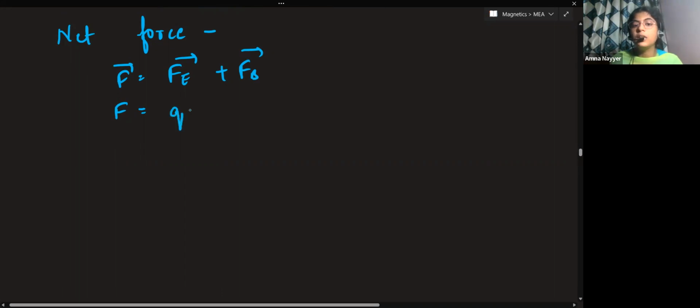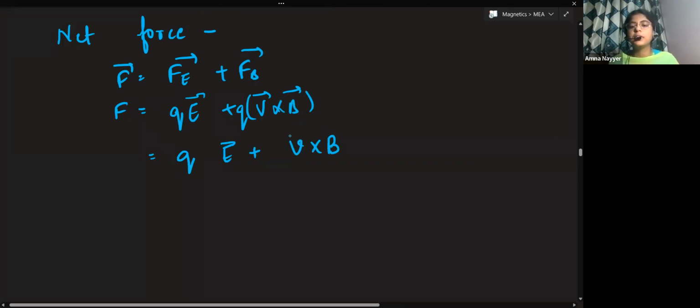This will be QE plus QV cross B. Both the forces. From here, if you take Q common, this becomes Q times E plus V cross B. E plus V cross B. This is your Lorentz force. This force is known as Lorentz force.